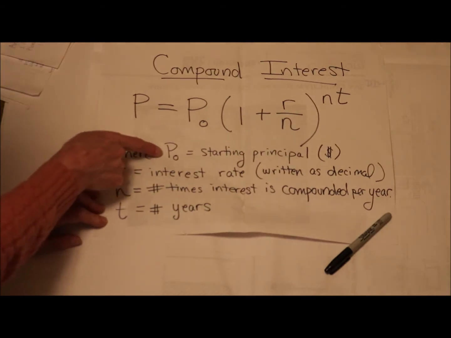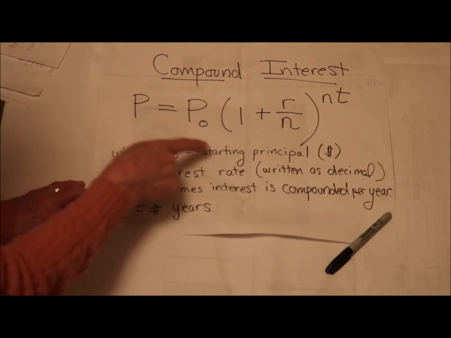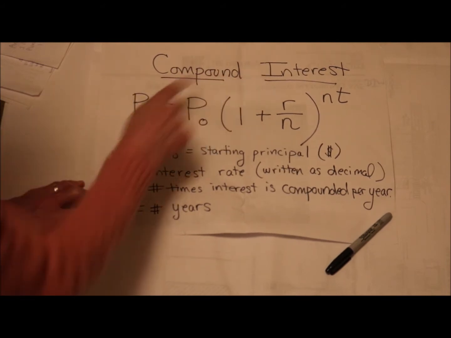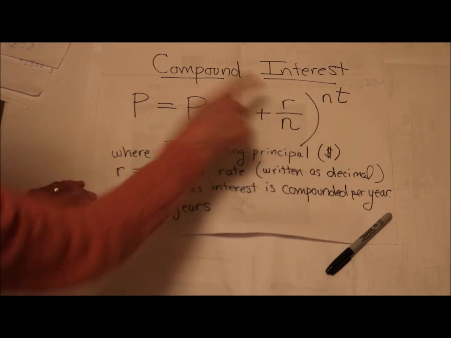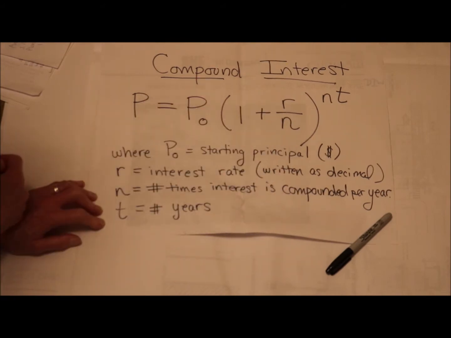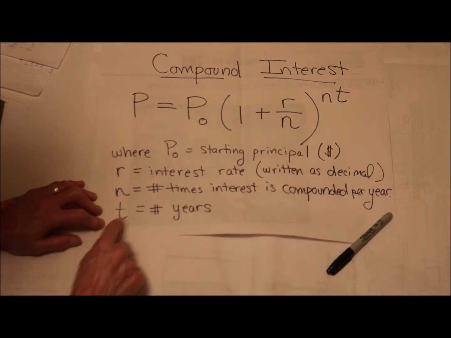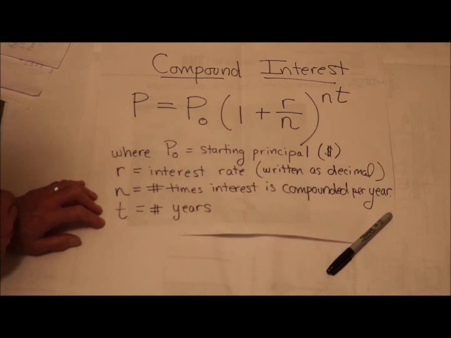So P sub 0 is your starting principal, the amount of money you invest. R is your interest rate, written as a decimal. Remember, percent means out of 100, so you have to divide that number by 100. N is the number of times the interest is compounded per year, and T is the number of years.